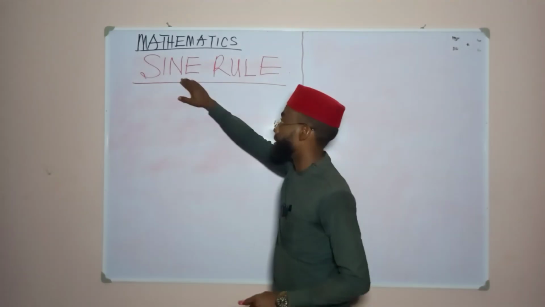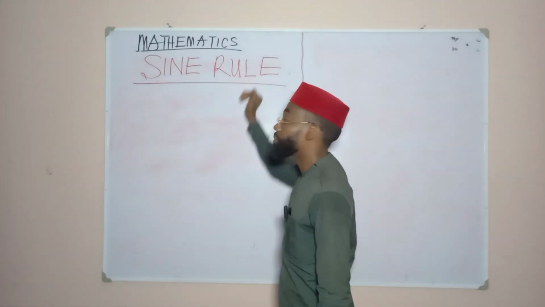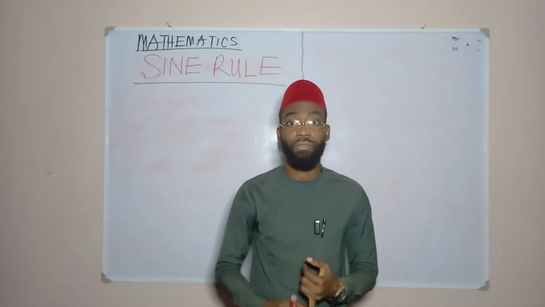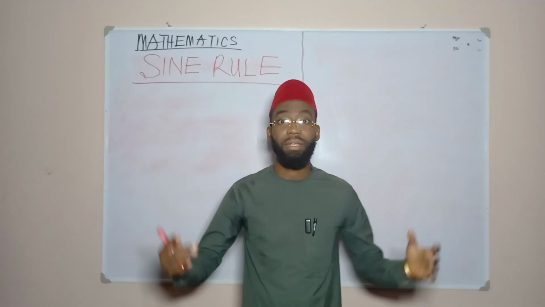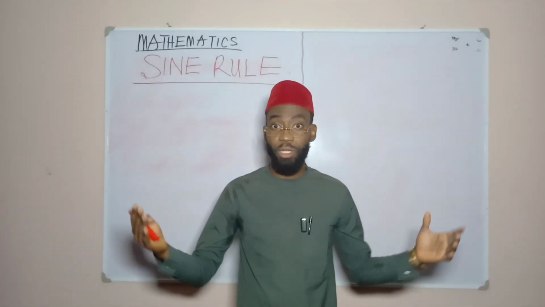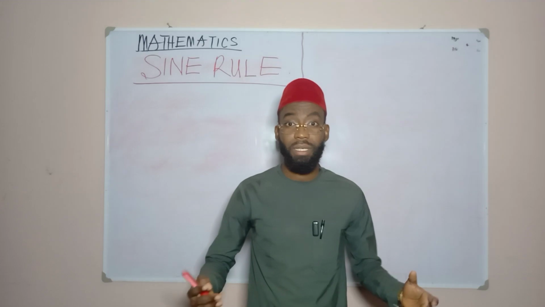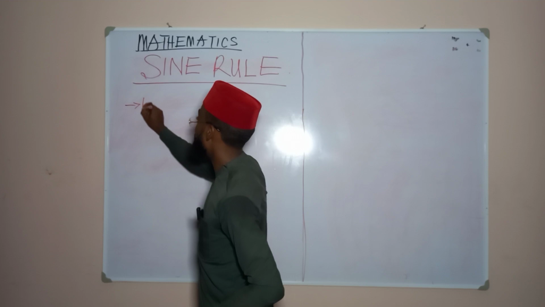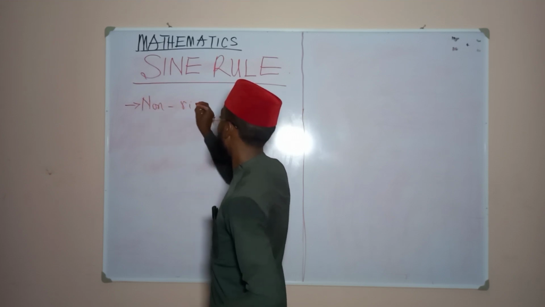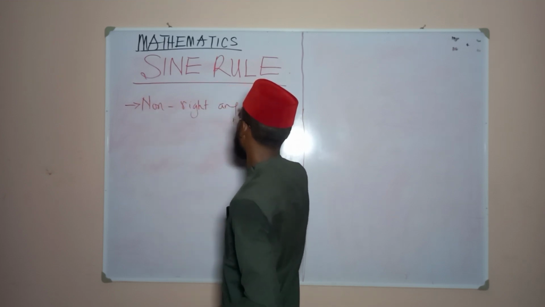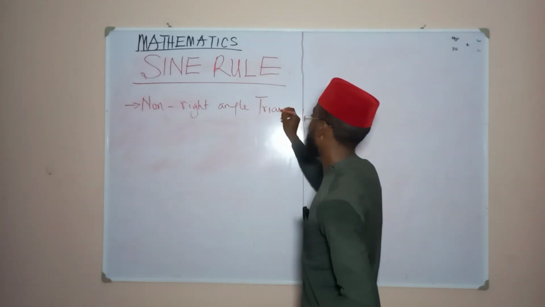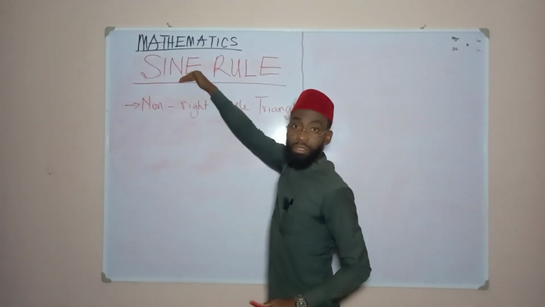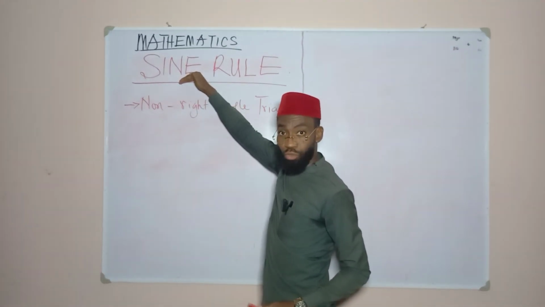Today we're going to be talking about a very interesting topic, the sine rule. Last week we concluded the discussions on the use of Pythagoras theorem and the trigonometric ratios in finding missing sides and missing angles. Today, we are going to focus our attention on non-right angle triangles, and that brings us to the introduction of the sine rule.